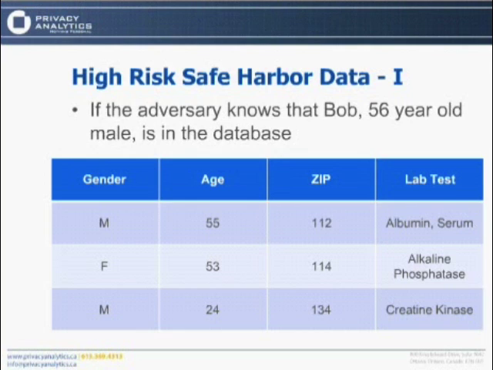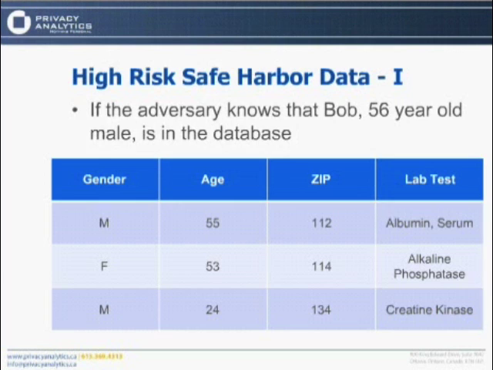The first example is that I can create a safe harbor data set which has a very high risk of re-identification. It's a simple example of why safe harbor is not protective. Let's say I'm releasing a table which has only 3 records in it. And I know Bob, my neighbor, is 56 years old and he's male. But I also know Bob is in this database. This can be a database of people living in the neighborhood, or people who have visited a hospital recently, whatever.